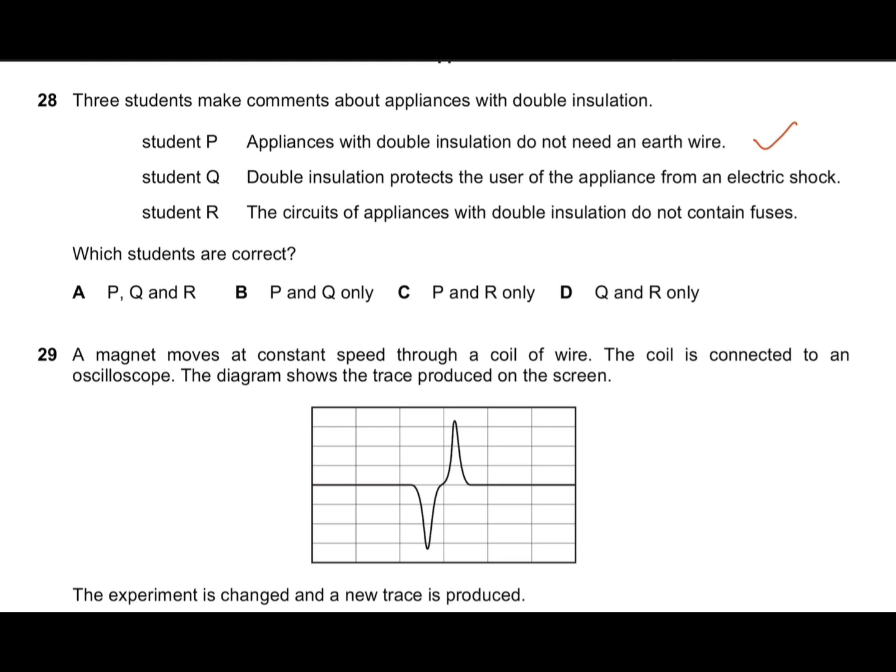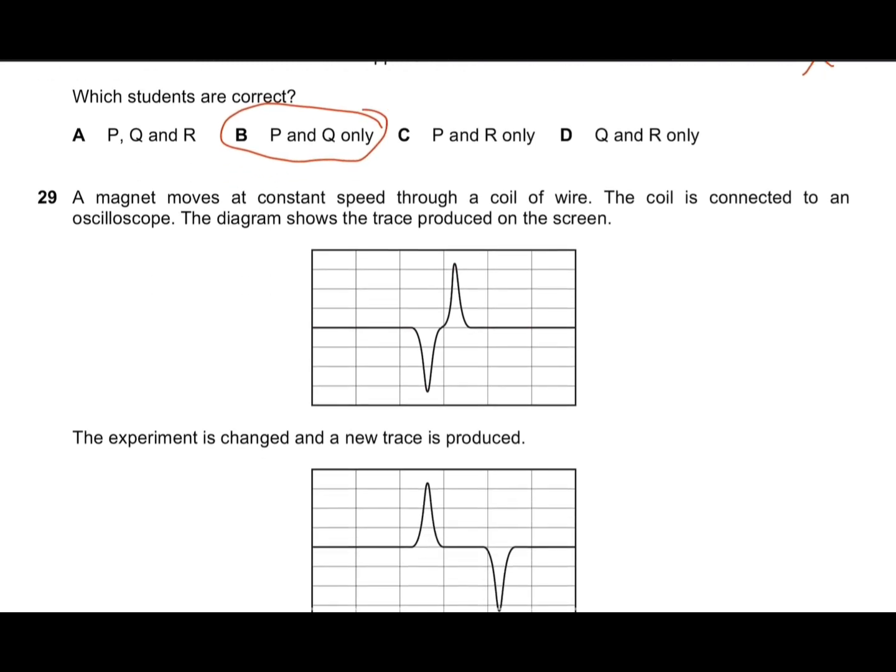Student Q: the circuits of appliances with double insulation do not contain fuses. Which students are correct? So over here, as we can see, double insulation can protect the user, but saying it does not contain a fuse is not appropriate. It might contain a fuse, and it will be another added safety feature. So the correct option is P and Q.